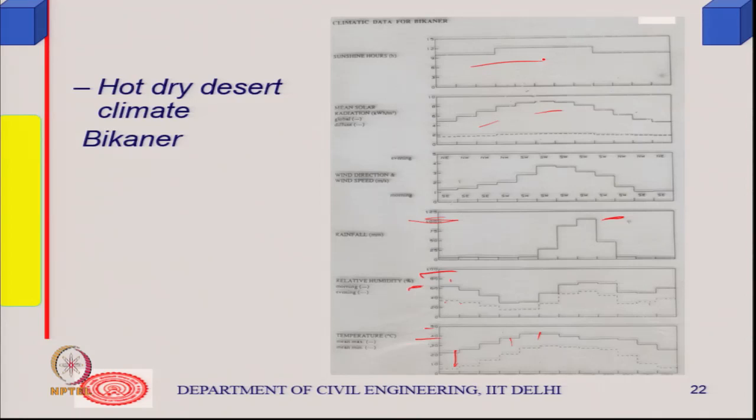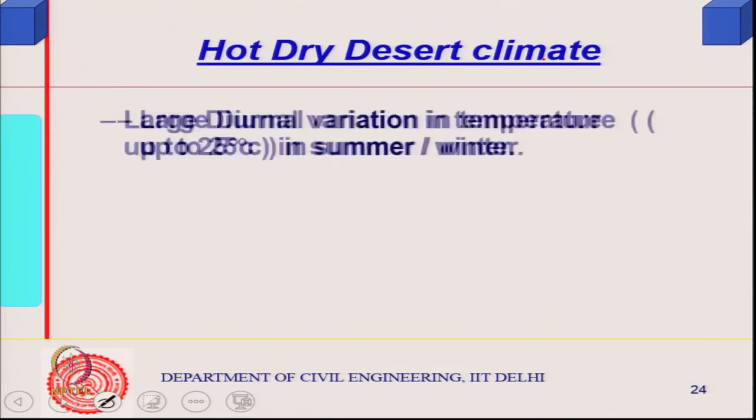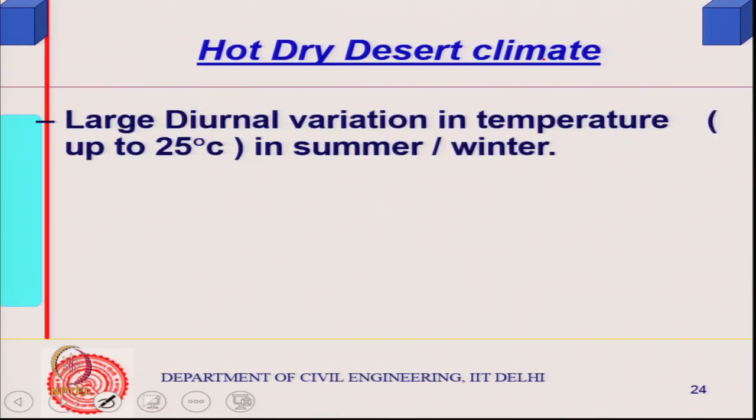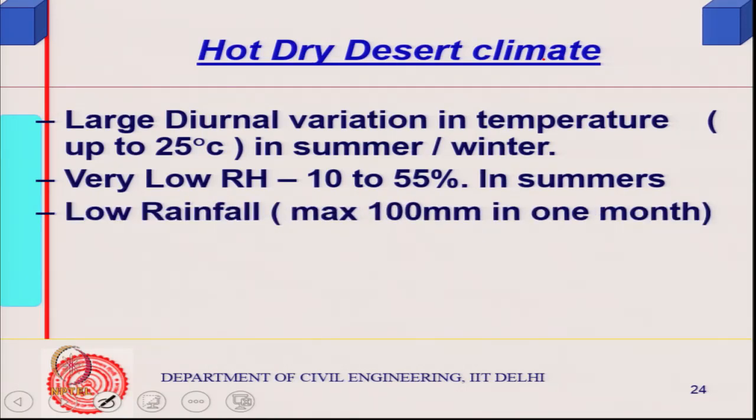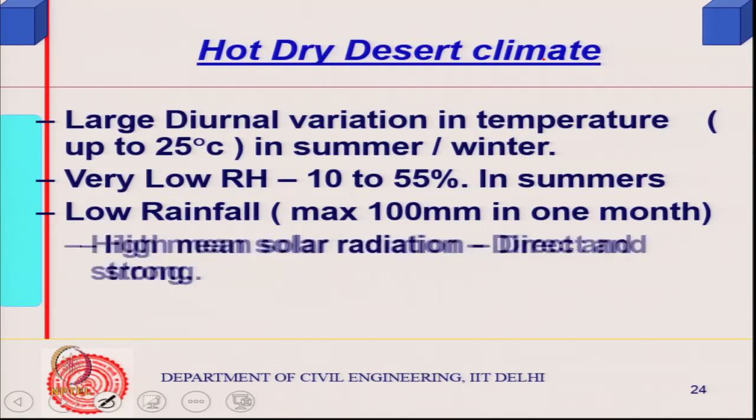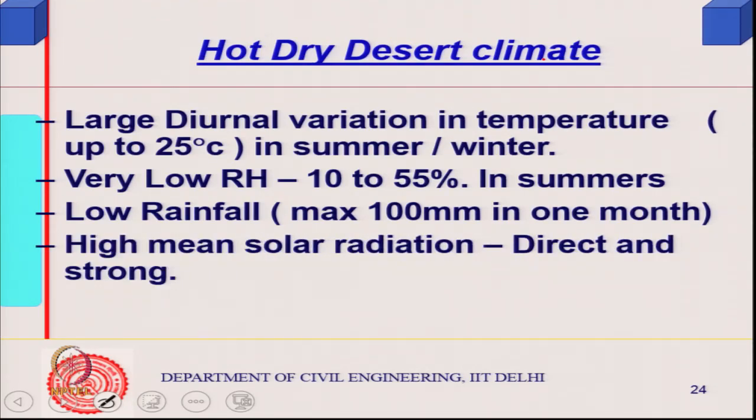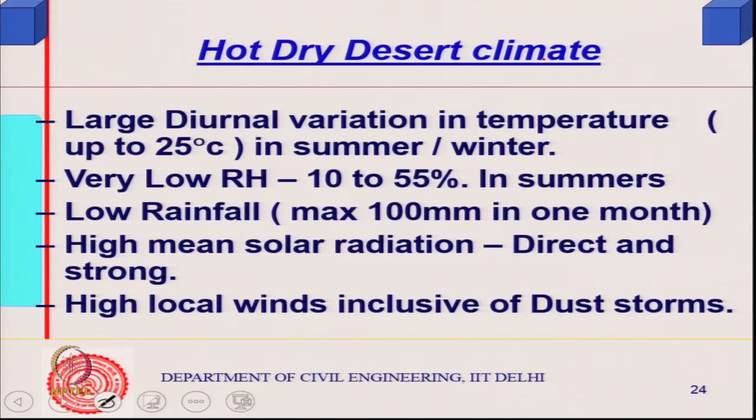Okay, that is Bikaner, the desert; basically the hot dry desert climate, as we sometimes call it. It has large diurnal variation of temperature, up to 25 degrees in summer or winter, so daily variation can be this large. Very low humidity, 10 to 55% in summers, low rainfall, maximum 100 in a month, and high mean solar radiation, direct and strong, and high local winds including dust storms during the summer, right.